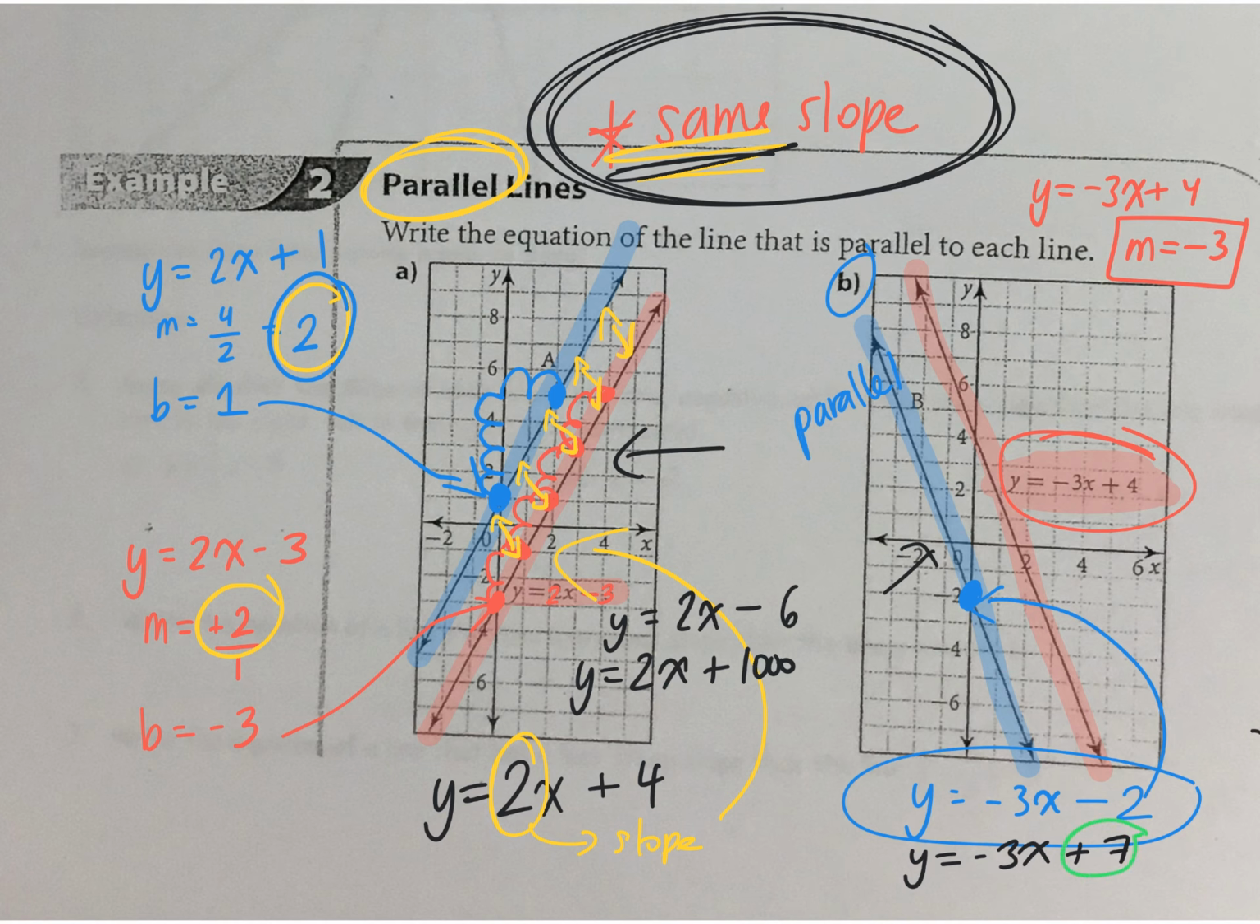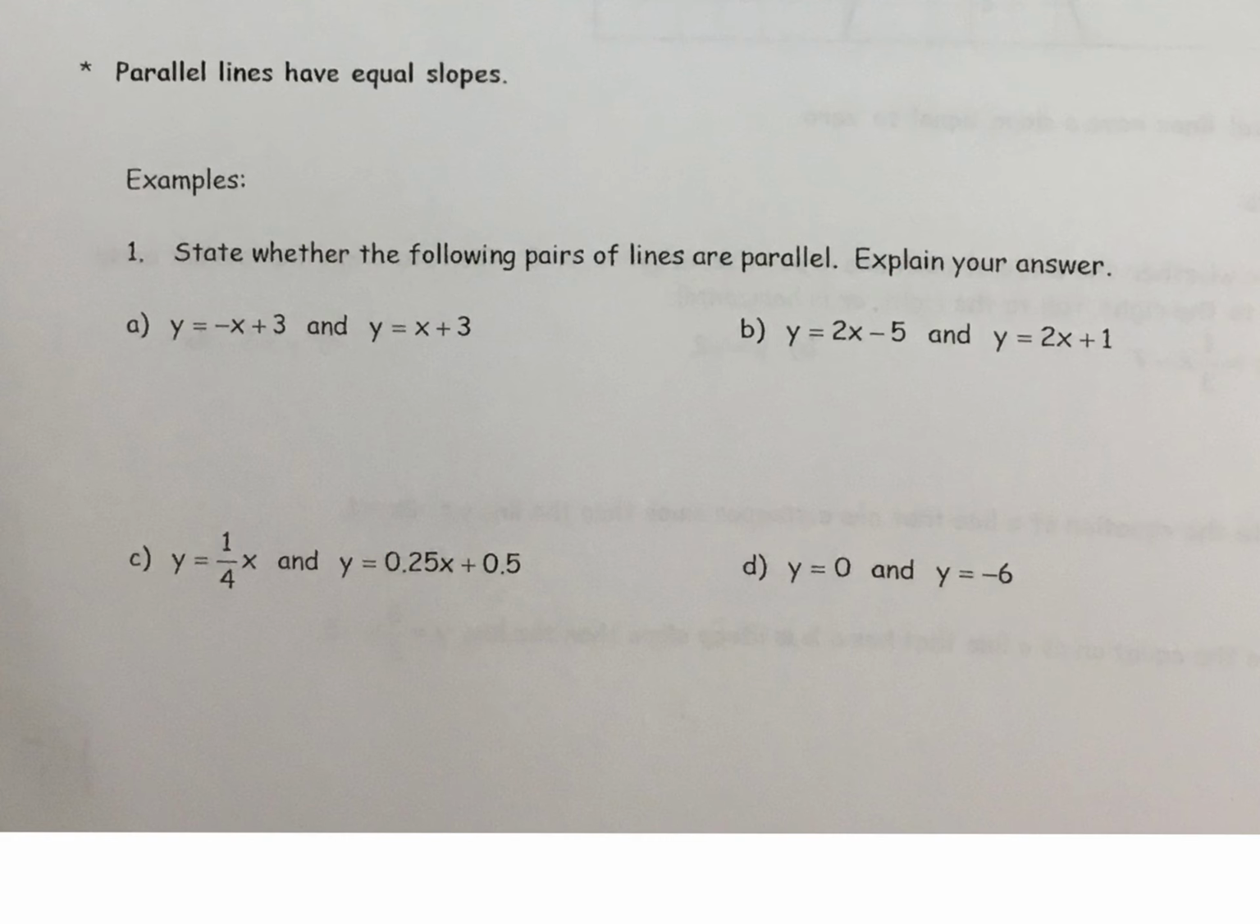The y-intercept's 7, so I would start here at 7, and then I'm going to go down 3, 1, 2, 3, over 1. It's parallel. Down 3, over 1. It's going to be parallel. Okay, so just as a review, parallel lines have to have the same slope. So m has to be the same number. Their slope has to be the same.